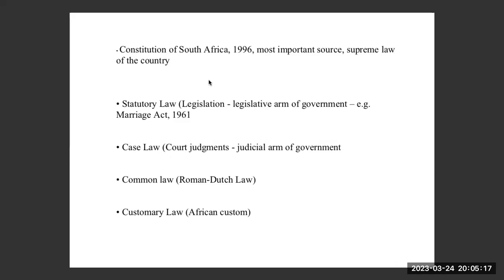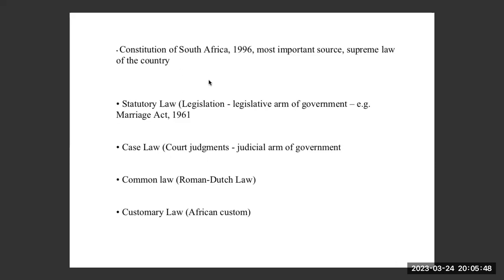So we have the Constitution as the number one source, and then we have the legislation as our second source. It means that when you try to find your answers in the Constitution, you say, okay, this problem aligns with the Constitution, then fine. Then I go to the legislation. What does the law say? Because the legislation is the law as well.